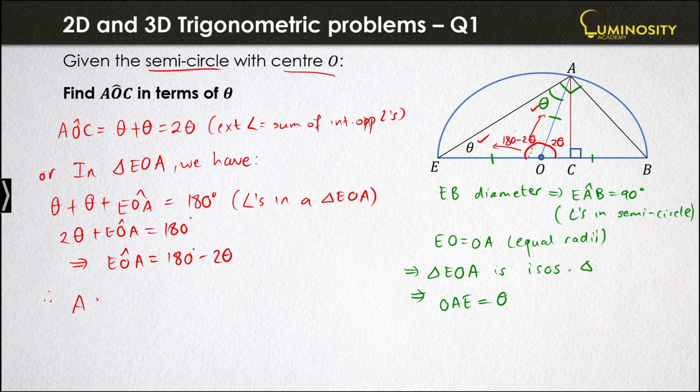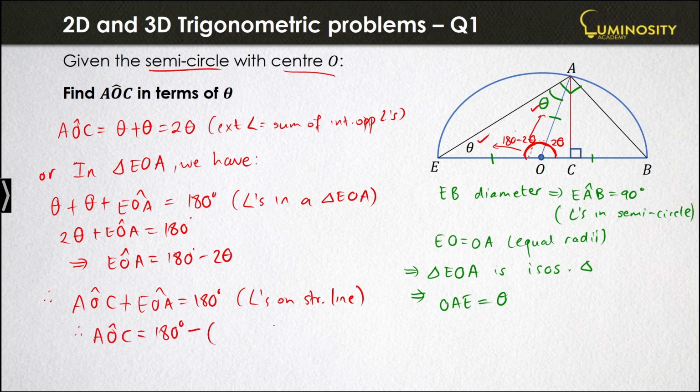Therefore, I can say that angle AOC plus angle EOA must be 180 degrees. So this entire angle here, and that's from angles on a straight line, because that diameter EOCB is a straight line. So therefore, angle AOC equals 180 degrees minus this angle EOA, which we worked out to be 180 degrees minus 2 theta. And if we expand out that minus sign, we're left with 2 theta. Okay, so those are the two ways we could have solved for angle AOC.